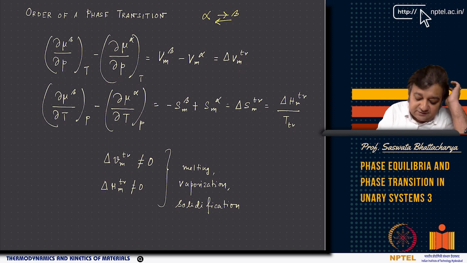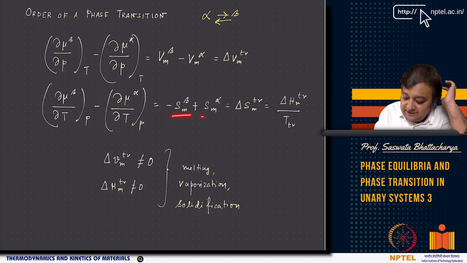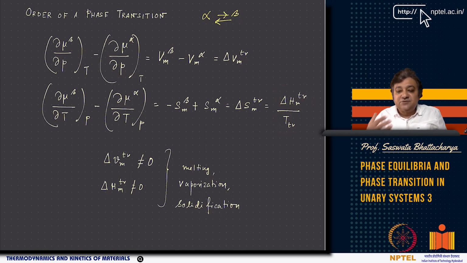Similarly, I can look at the variation of this molar free energy with respect to temperature. For each phase, you have del mu beta by del T at a fixed pressure minus del mu alpha by del T at a fixed pressure, which is nothing but minus Sm beta plus Sm alpha, which is again delta Sm of transformation or transition. Now this delta Sm is related to the enthalpy of transformation, that is delta Hm, the molar enthalpy of transformation, divided by the transition temperature. This is the heat absorbed or given out during transformation from one phase to another. As you know, delta Vm transformation is not equal to 0 whether you are considering melting, vaporization or solidification. Similarly, delta Hm transformation is not equal to 0.